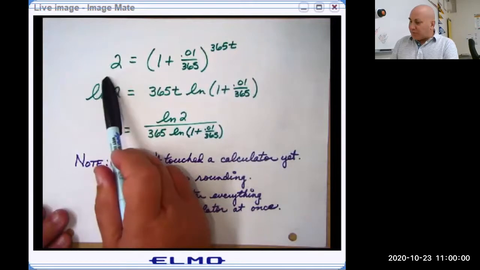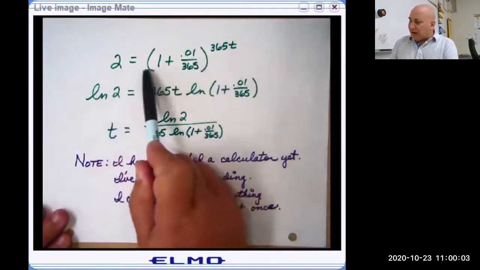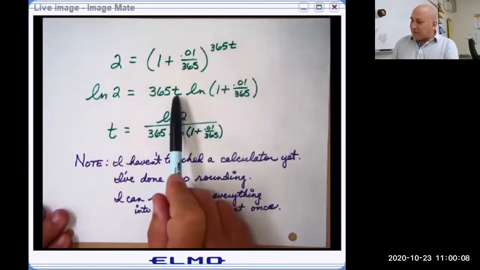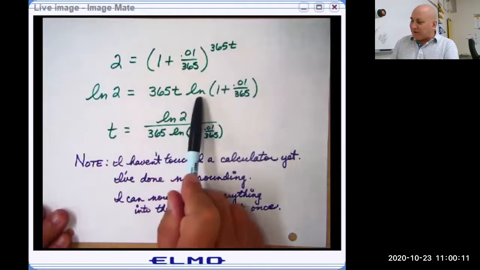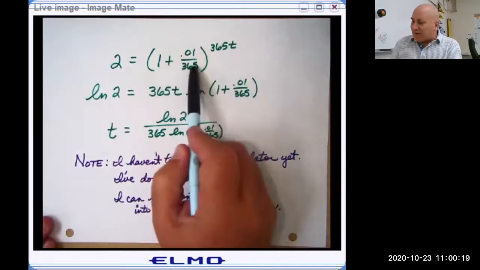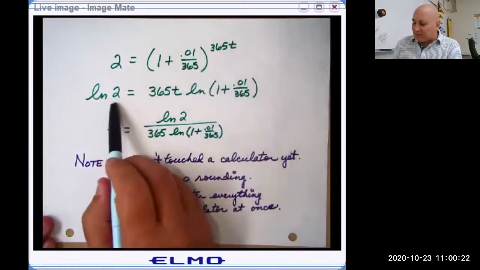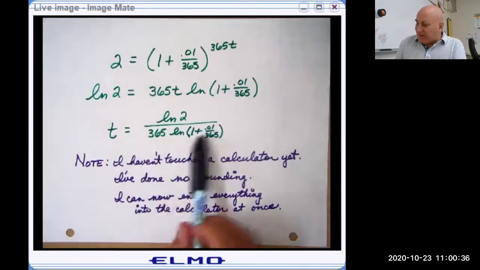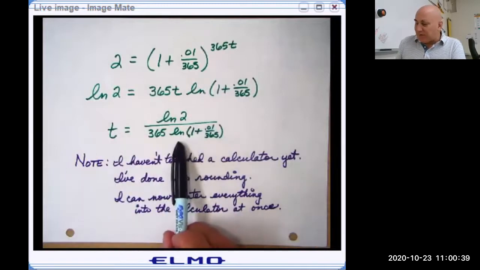So take the natural log of both sides, and you can bring the exponent out front. Now divide both sides by everything necessary to leave t all alone over here. Notice that I have not touched a calculator. Some of you are going to want to approximate this, and then approximate this. You're going to build so many approximations into your calculations that you're going to be off in the end. Don't need to do that. Solve for your variable first, like I did. I have an exact answer here for my variable t.